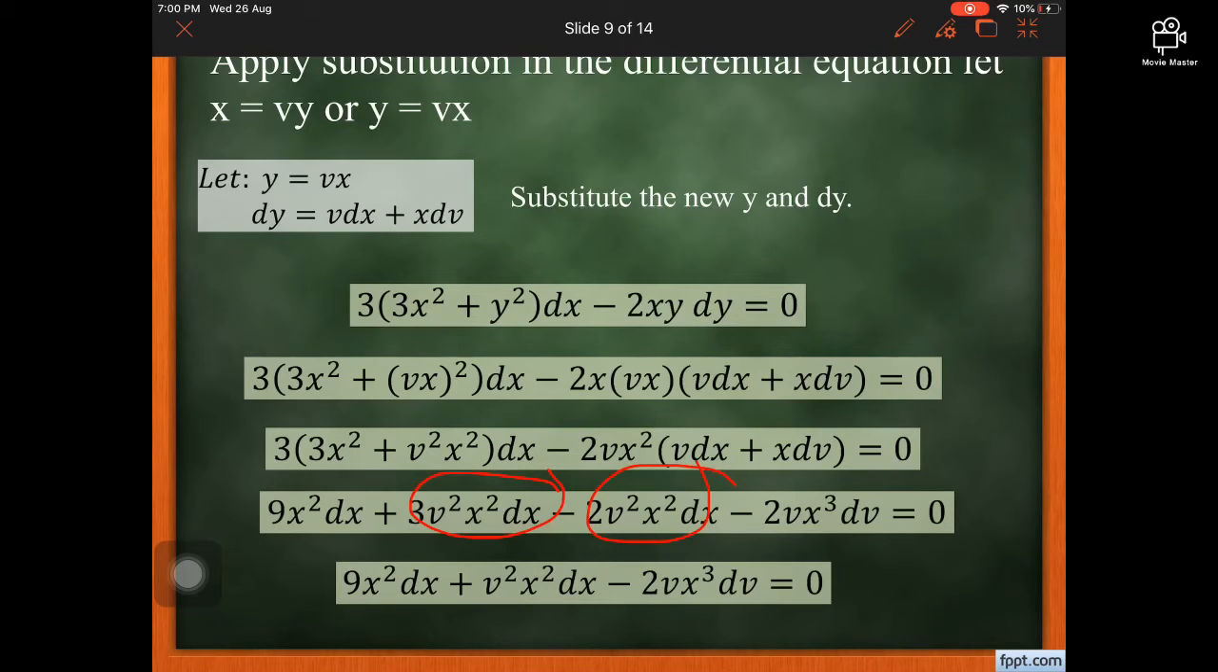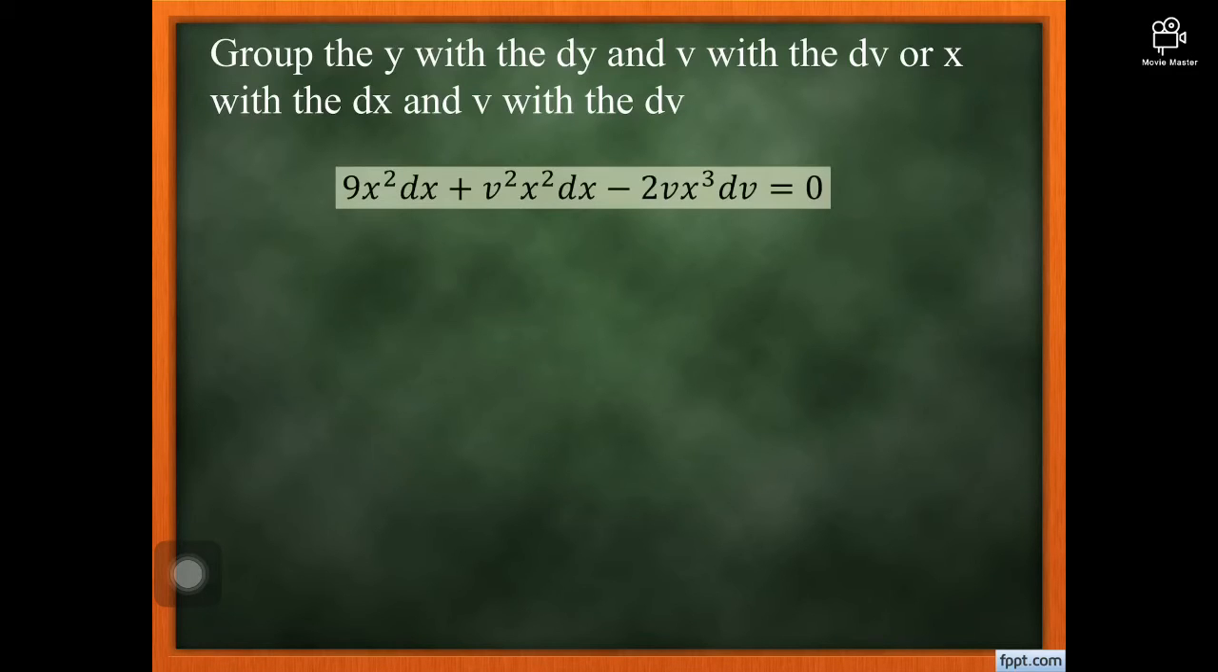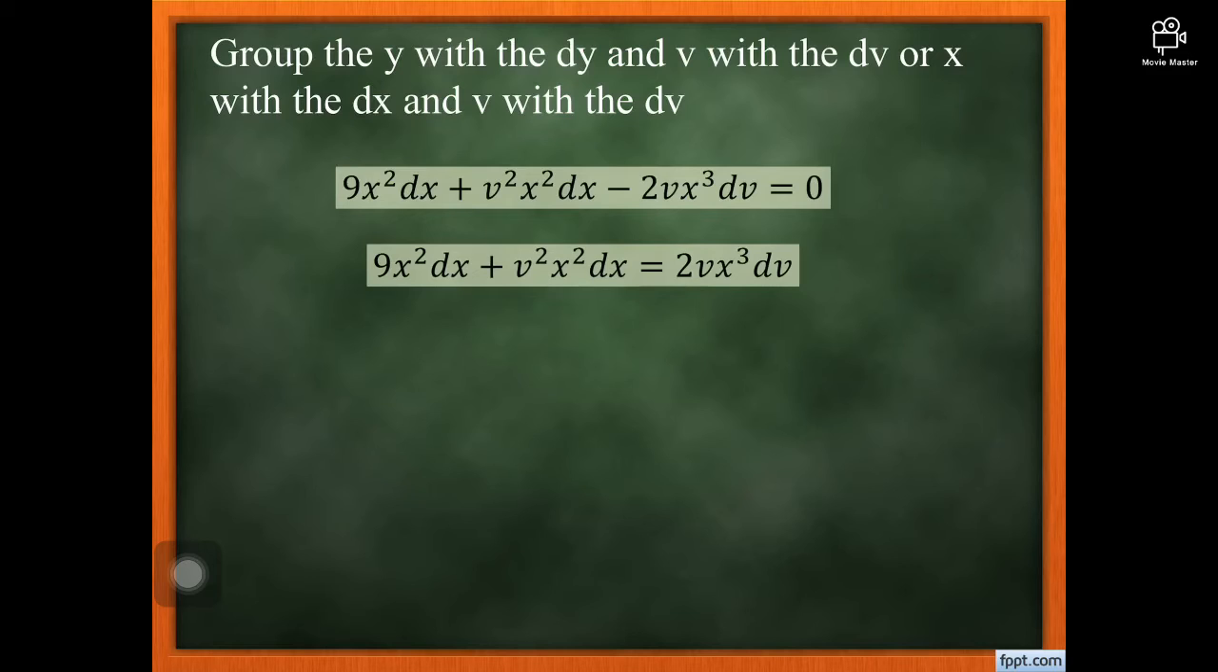So now we can proceed to the next step, which is grouping the y with dy and v with dv, or x with dx and v with dv. But in this case, we have x dx and v dv, so we need to group x with dx and v with dv. And then it gives us this equation wherein I tried to put all dx on the left side and all dv on the right side to make it easier in my case.